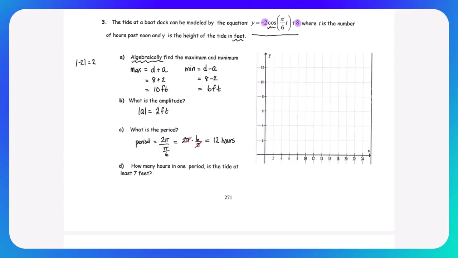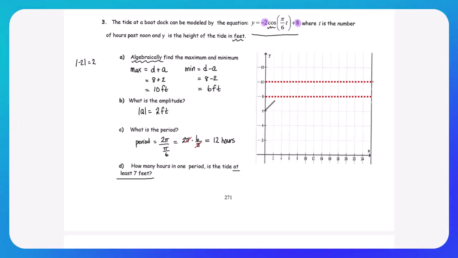So let's go ahead and graph this thing because in the next question, it's asking us how many hours in one period is the tide at least 7 feet. So we're going to start by graphing this and we're going to use the information we have here just to make a graph on this chart. So the first thing I'm going to do is I'm going to put the median line in. I know the median line is at 8. So I'm going to draw the median. I'm going to draw the maximum and the minimum, which was at 6.